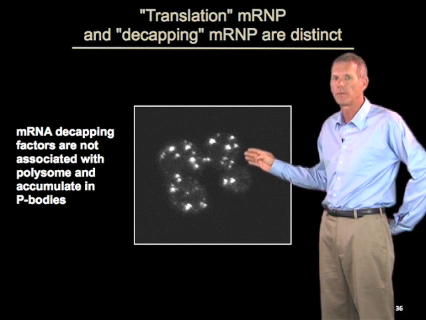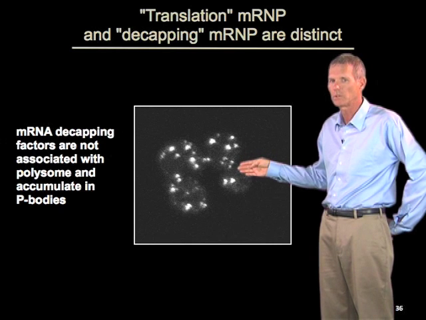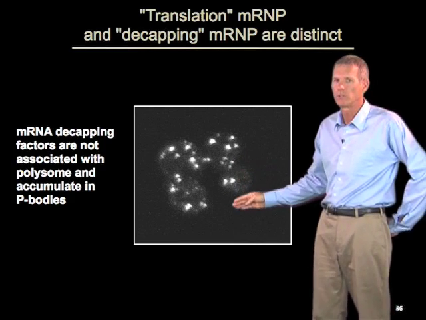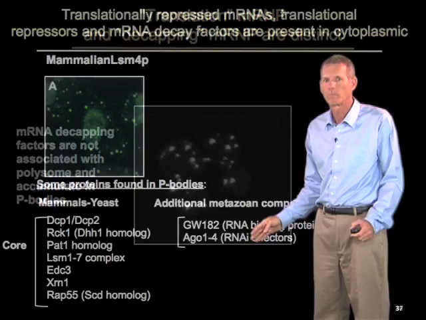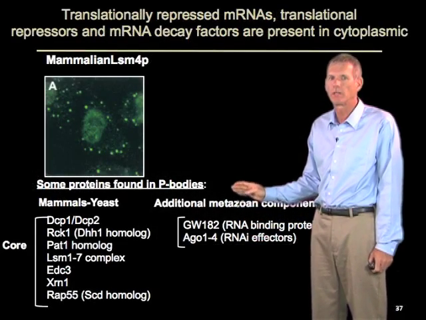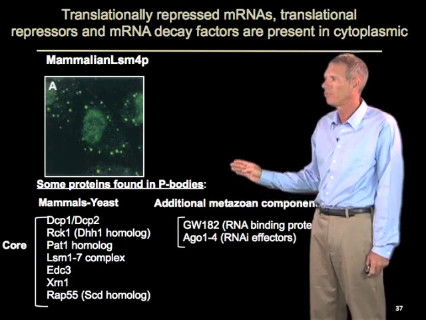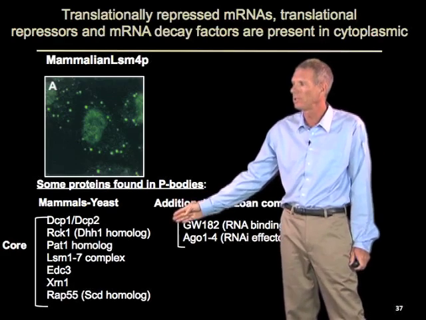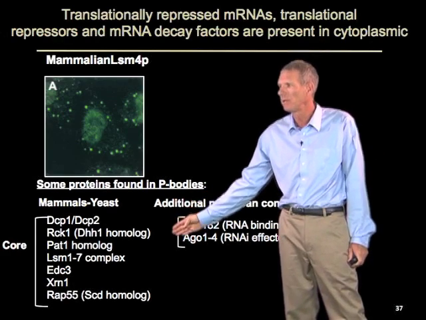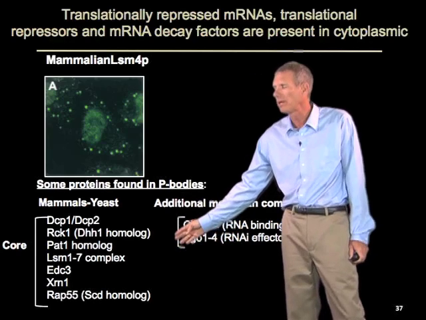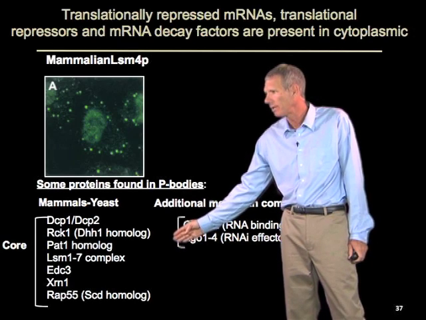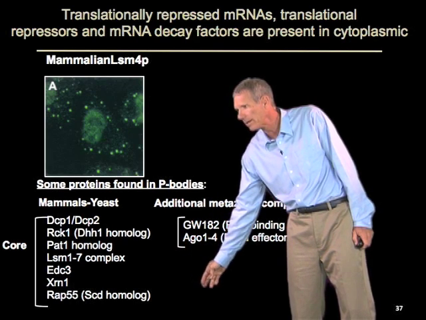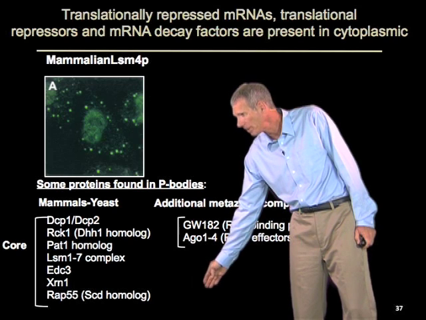Polysomes are the ribosome mRNA complexes where proteins are being produced, but instead decapping factors accumulate in these discrete cytoplasmic foci referred to as P-bodies. And these P-bodies, as I mentioned earlier, are found throughout eukaryotic cells. This is just an example in mammalian cells. And they tend to contain a core set of proteins, including the decapping enzyme, various proteins involved in the activation of decapping, as well as the exonuclease, Xrn1, which degrades the message following decapping.